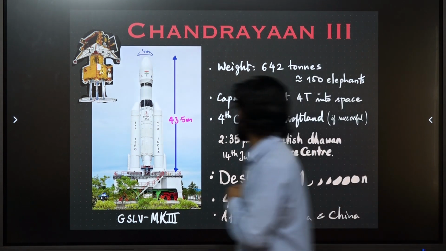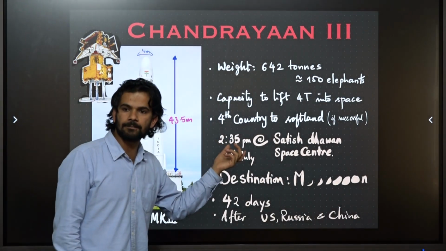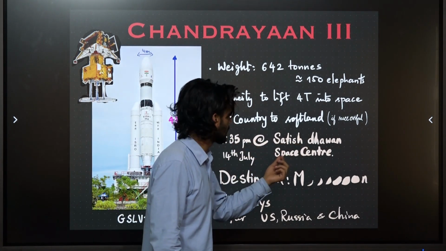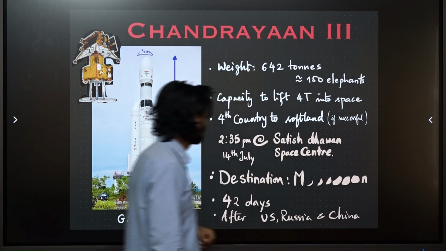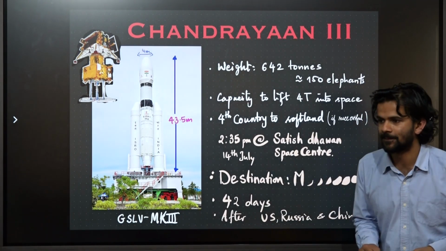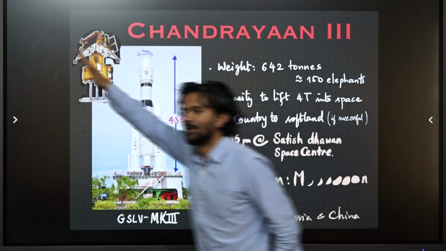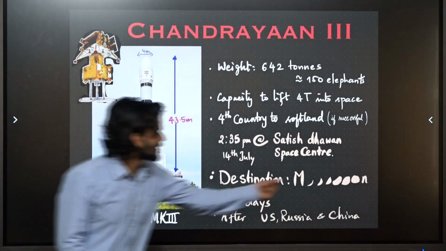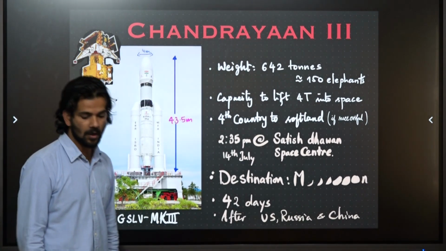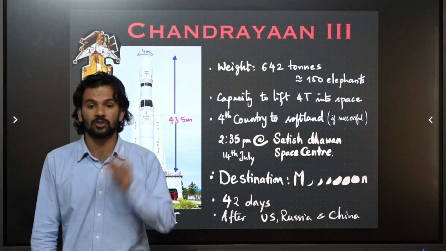So on the 14th of July, they launched this space mission at 2:35 p.m. from South India, the space center called Satish Dhawan. And now the destination, it's on the way. And where is it going? To the moon. That's the destination here. So let's learn about the different parts now of the Chandrayaan-3 mission.